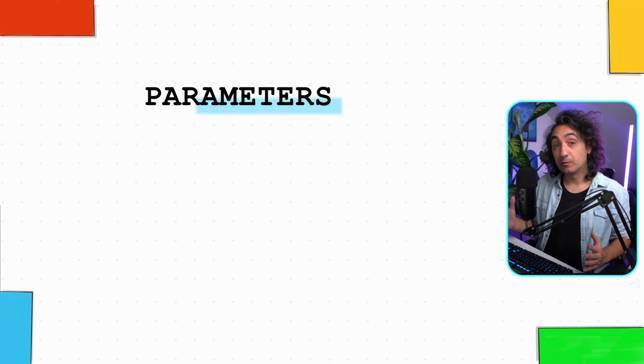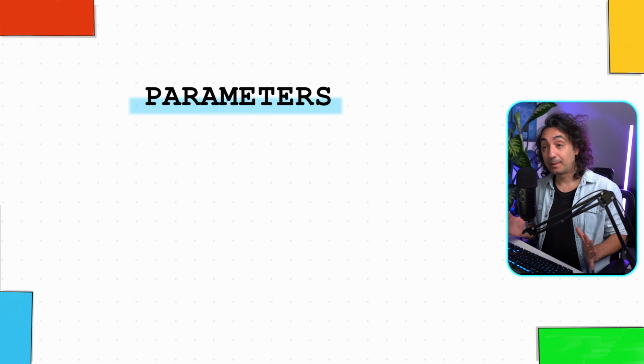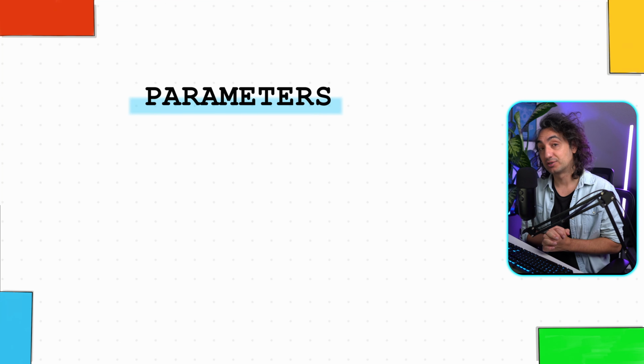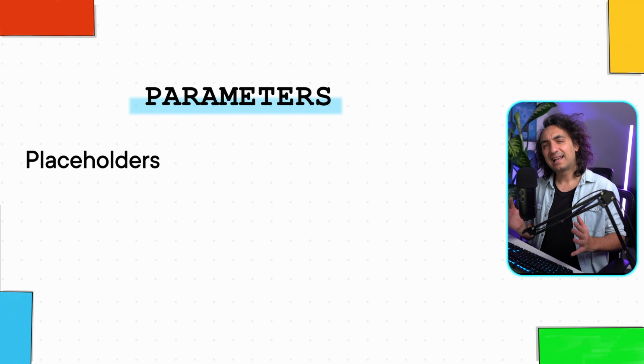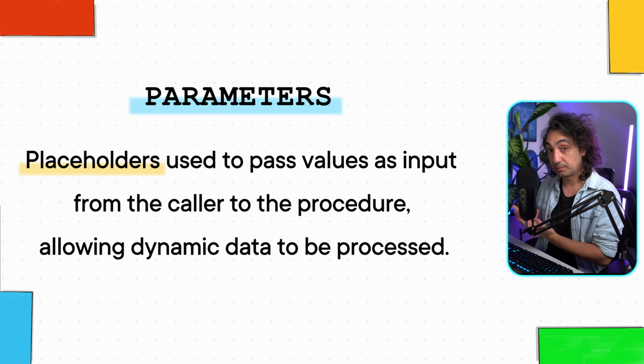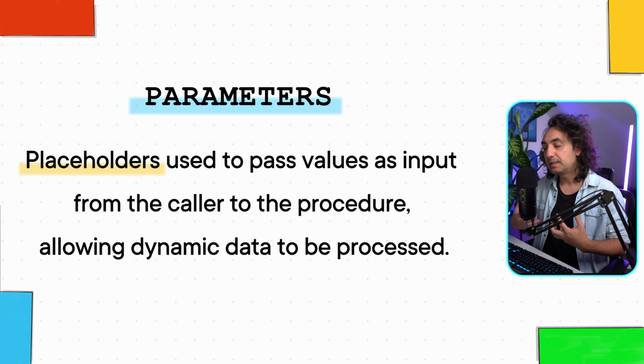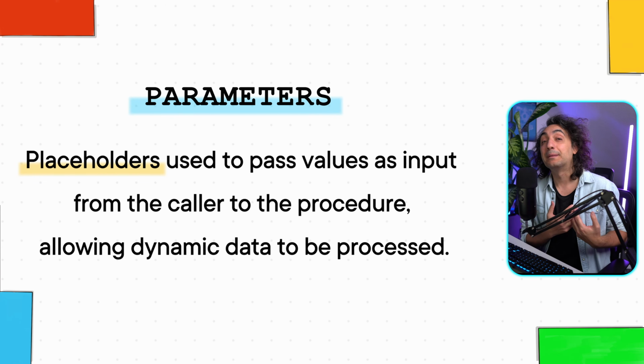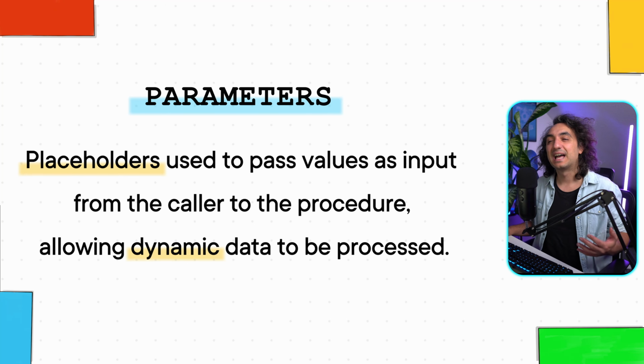Okay, so now let's keep moving. Now we're going to talk about the parameters inside stored procedures. So what is a parameter? It is like a placeholder where you can pass in information from you into the stored procedure while running it. And using parameters in a stored procedure is going to make it flexible, reusable, and dynamic. So let's understand what this means.